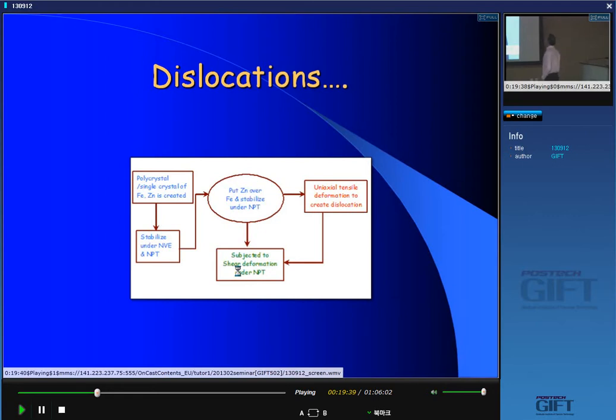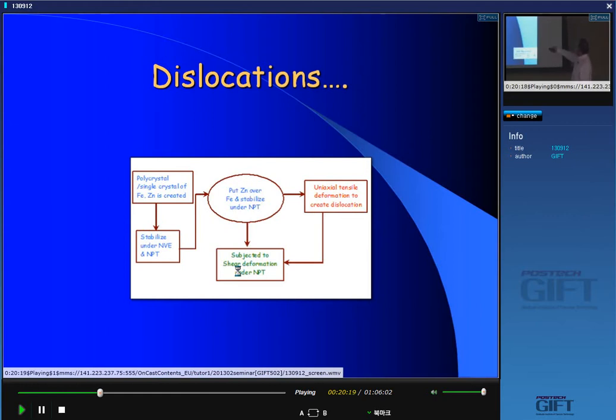All right? So what I am doing here, you shouldn't find these things very complicated. You put zinc over iron. Zinc means all the phases of zinc. And then you have to make that assembly stable. Molecular dynamics cannot violate the laws of physics, and so it creates some kind of ensemble. NPT means the total number of atoms or particles, the pressure and the temperature are constant.